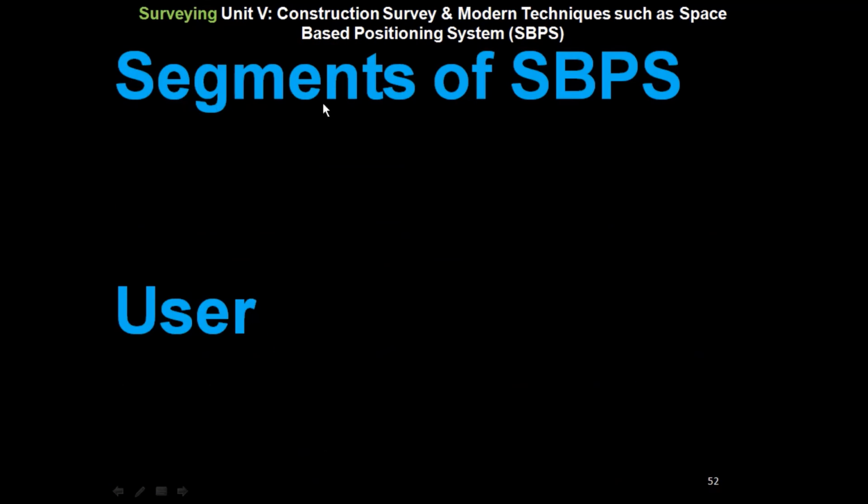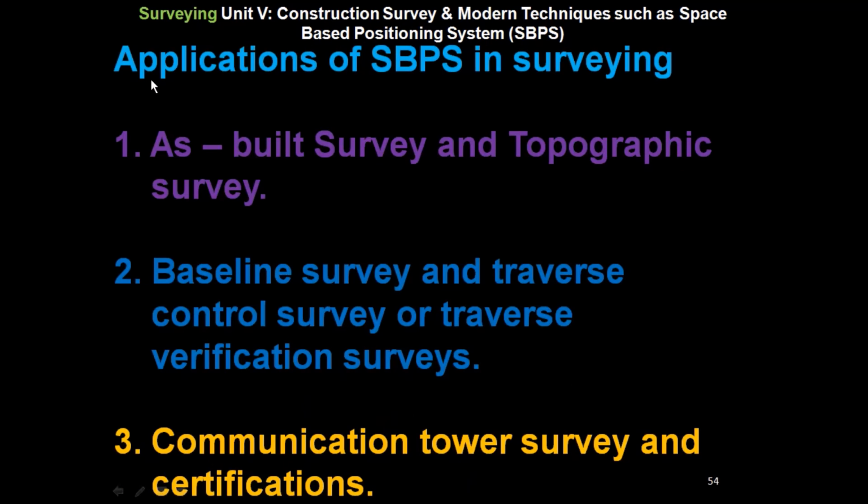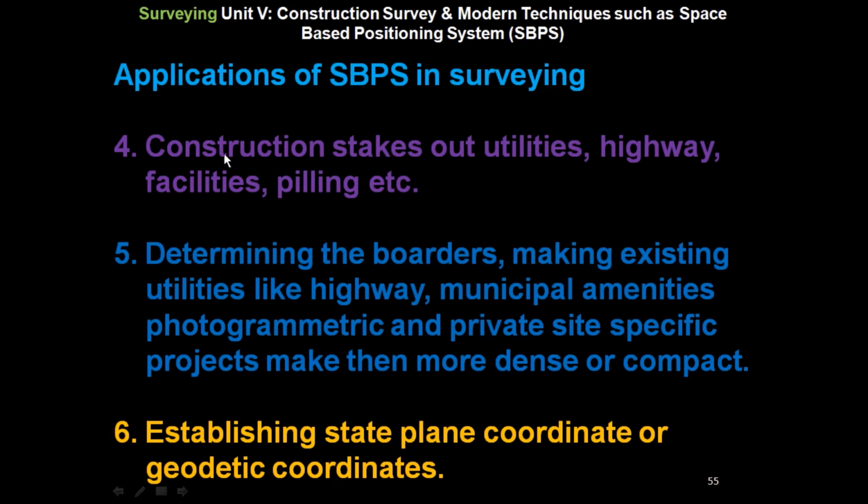So we have seen the segments of SBPS, that is space-based positioning system. The third is the user segment. Now we will see the applications of SBPS in surveying. The applications of SBPS in surveying: first is as-built survey and topographic survey. Second application is baseline survey and traverse control survey and traverse verification surveys. Third application is communication tower survey and certification. Fourth application of SBPS in surveying is construction, stake out, utilities, highway facilities, piling, etc.